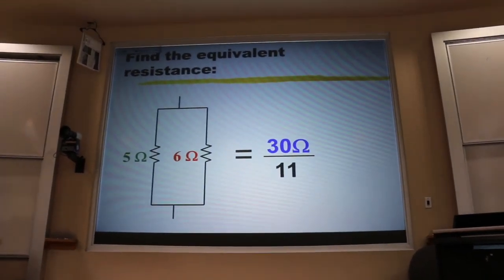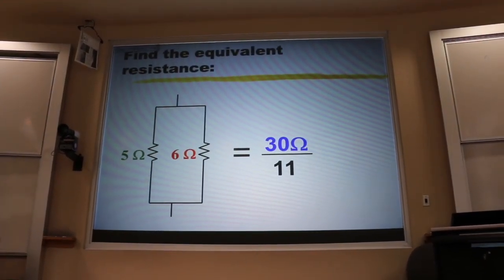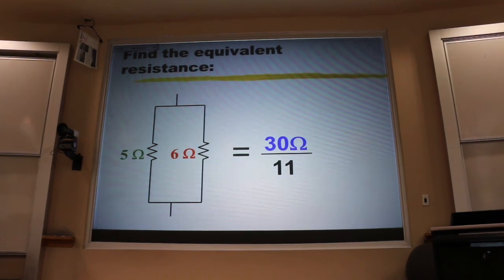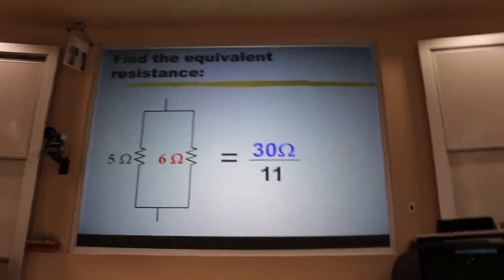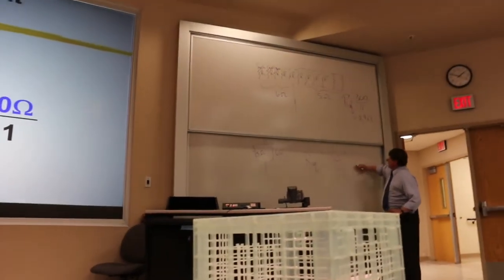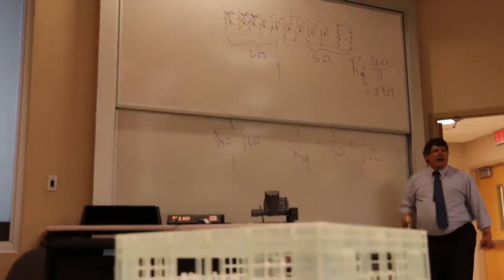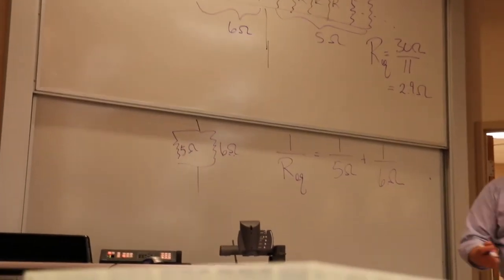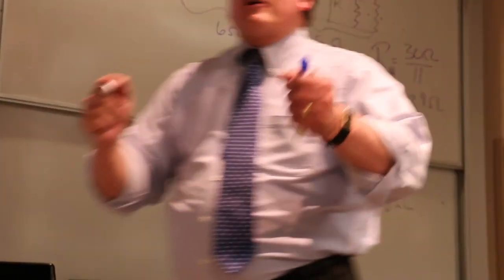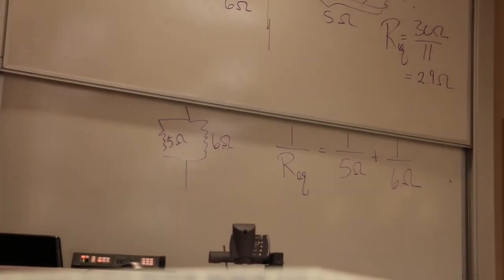Because if my R1 is 5 and my R2 is 6, then this is going to be 1 over 5 plus 1 over 6. When I'm adding fractions, what's the first thing I do? Lowest common multiple. Lowest common denominator, is that what we call it?